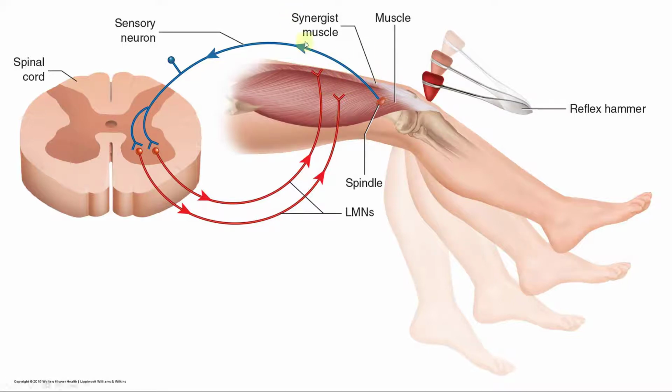And so what it's going to do, it's going to turn on the agonist, the quads, and turn off the hamstrings, which are going to make them antagonists. So that's the muscle spindle. It's in parallel with the muscle fibers, and it's sensitive to stretching or lengthening. And you can remember spindle, muscle spindle, and think spindle for stretch, so stretching.